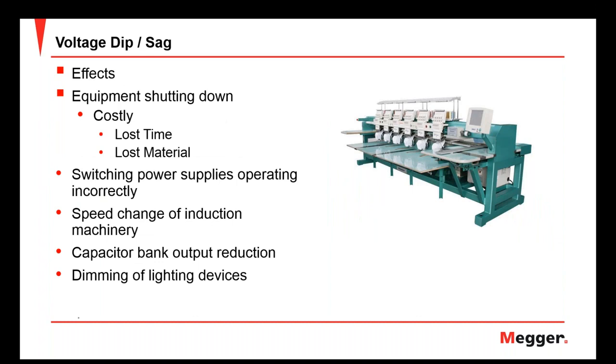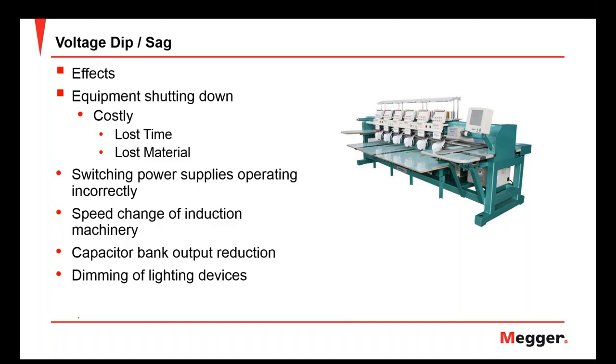Now, what are the effects that these dips can have? Well, one of the biggest effects you're going to see is equipment shutting off. When a large enough dip occurs, keep in mind that a lot of equipment is run by power supplies. A power supply takes the AC voltage in, converts it to DC, and it does that at the peak of the wave.